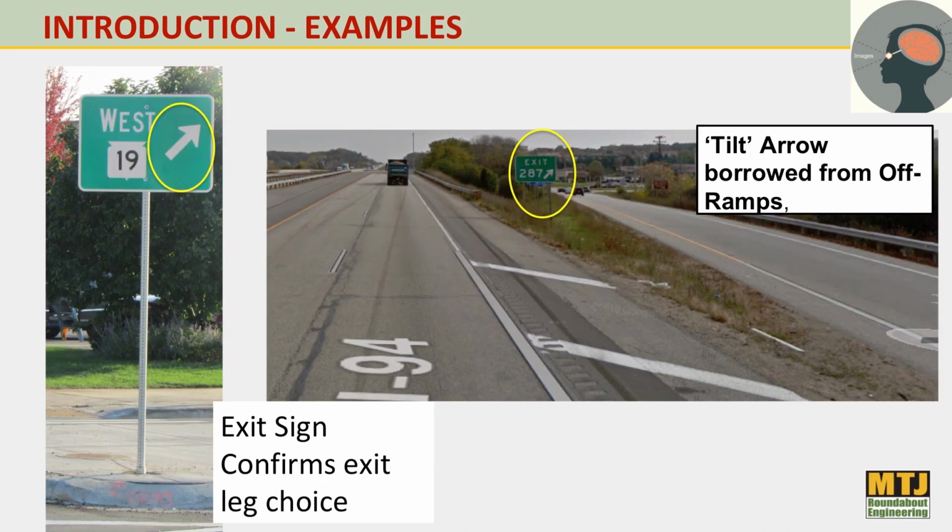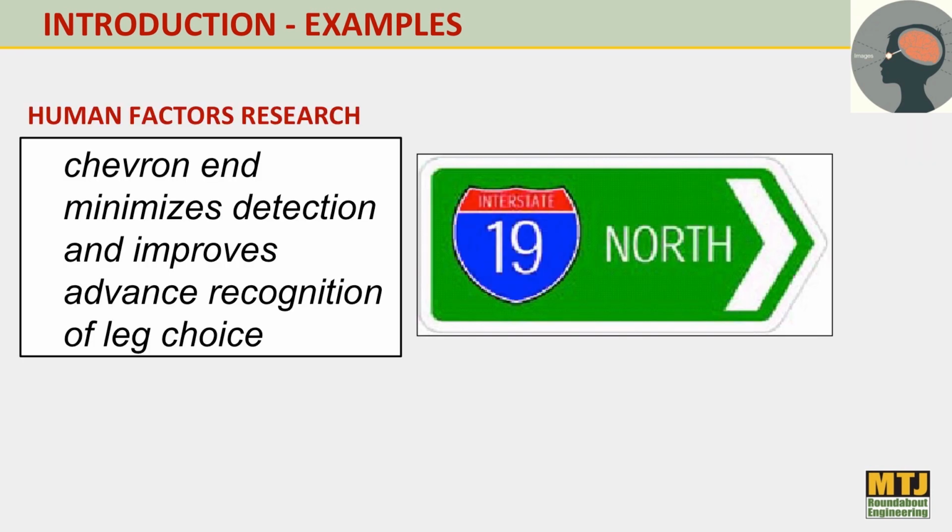Similarly, on our exit signs, the tilt arrow was borrowed from off-ramps. Off-ramps and roundabout exits are very different. They're not the same. But sometimes the signing engineers perceive them perhaps similarly. Off-ramps are high speed, very different geometrics. Roundabouts are low speed with different geometrics. Researchers have found that chevron ends minimize detection and improve the recognition of the leg of choice.